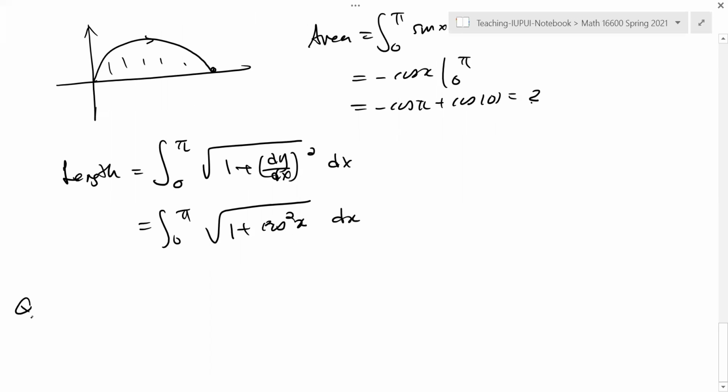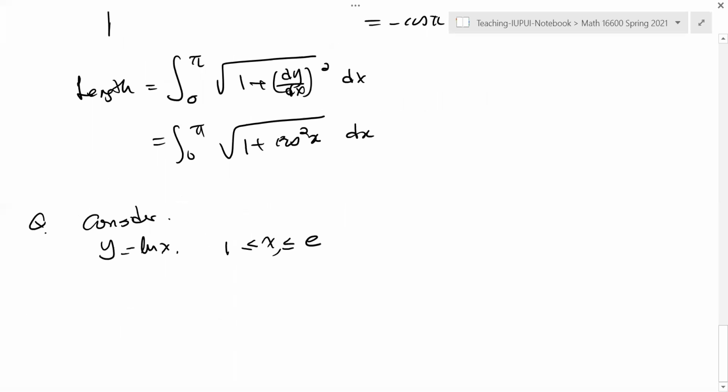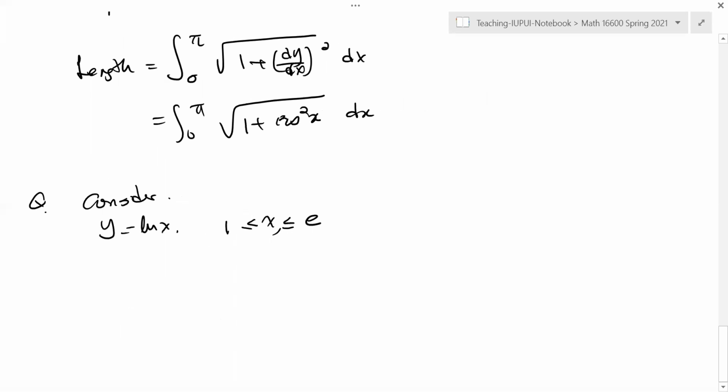Yeah, we are not able to evaluate this integral. So now I'm going to consider the curve y equals natural log x. Let's assume that x is between 1 and, how about e? So let's draw the graph. Okay, so this is the graph. Here's the e, and the 1. That's 1 and 0.